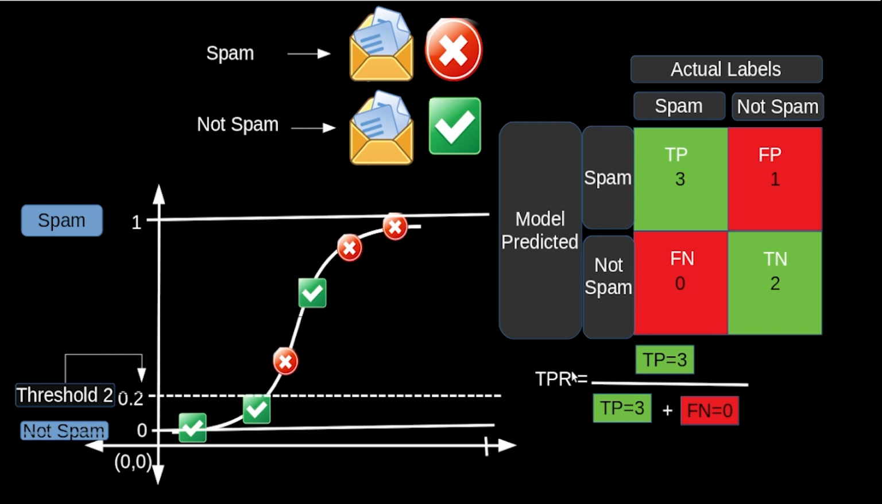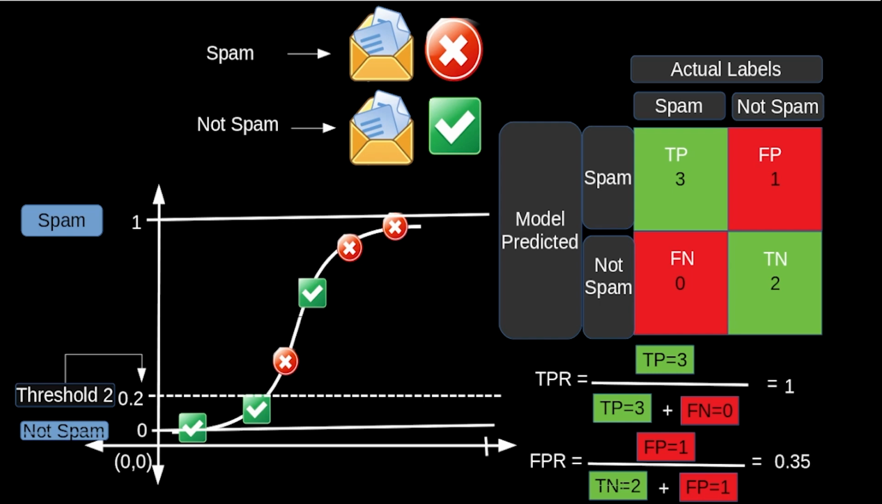Now let's calculate the true positive rate at threshold 0.2. True positive rate equals true positive divided by true positive plus false negative. That is 3 divided by 3 plus 0, which equals 1, and false positive rate equals false positive divided by true negative plus false positive, which equals 0.35. So these are the true positive rate and false positive rate combination at threshold 0.2.